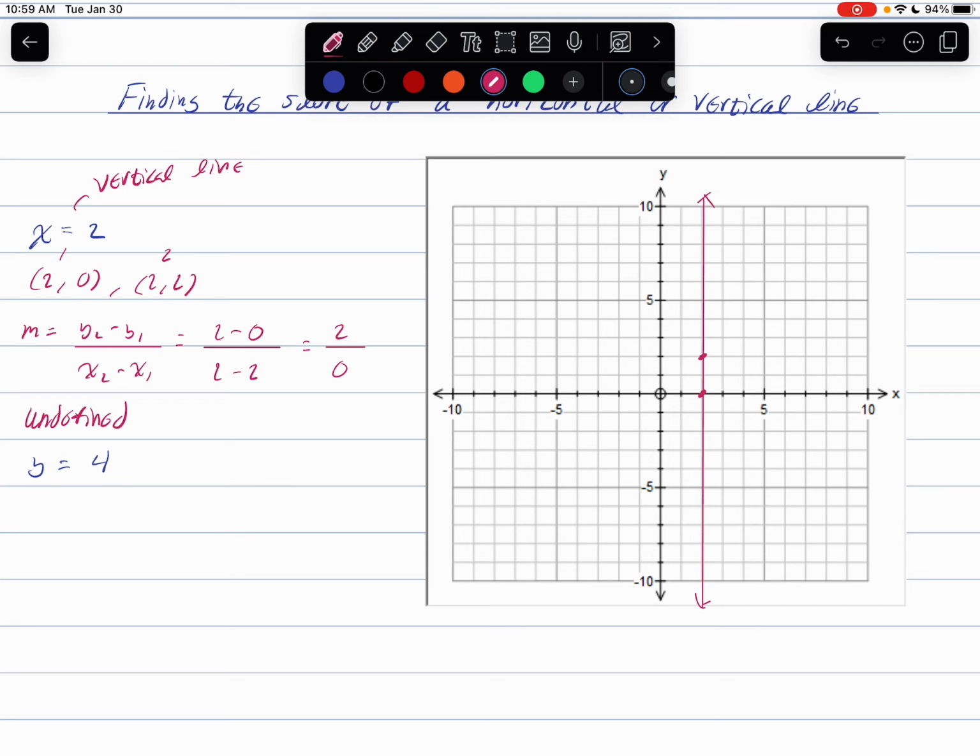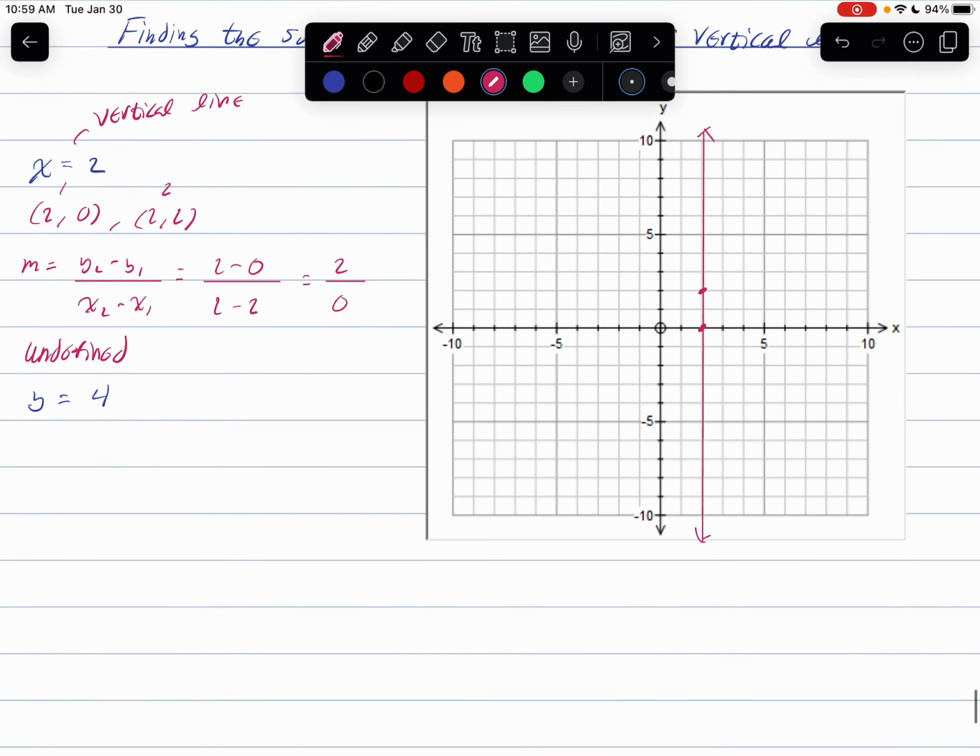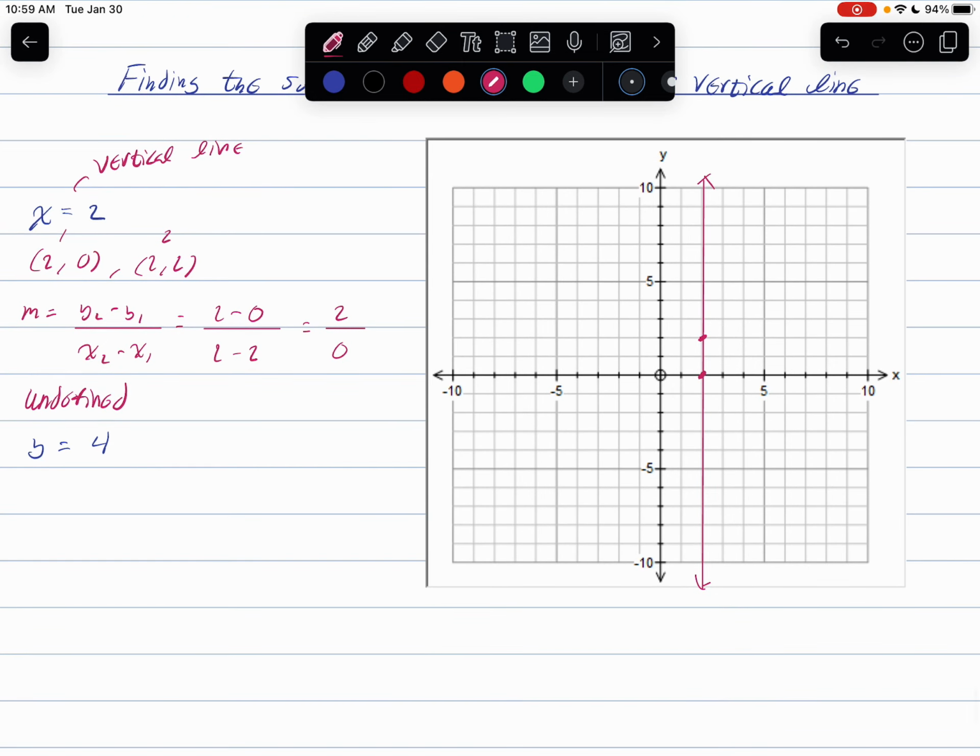Okay? So now let's take a look at the line y equals 4. If you remember from our previous video that talked about graphing lines, we know this is a horizontal line, and we graph that at y equals 4 on the y-axis here. So this is going to look like this. Okay, so let's see if we can find the slope of this line.